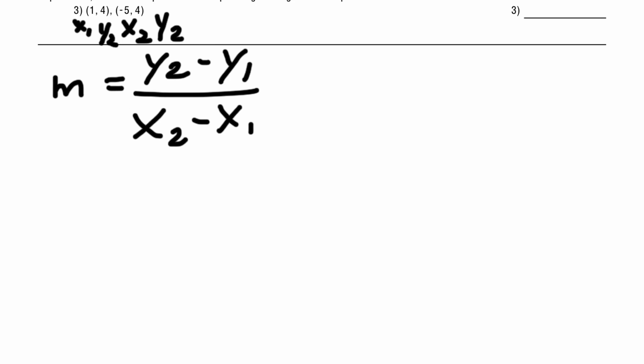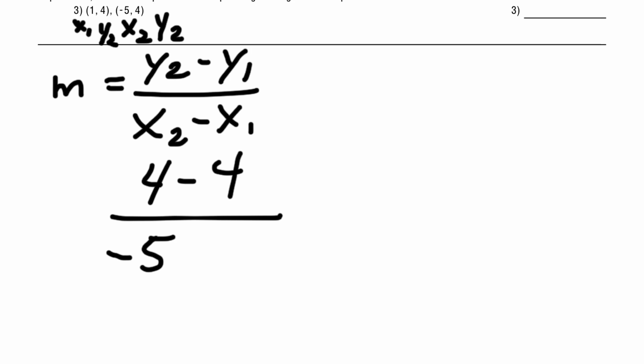So anyway, okay, we can plug these in. So y2 is 4. So put 4 in for y2. 4 is also y1, minus 4. Well, I see where this is going. And then x2 is negative 5, and x1 is 1, so it's minus 1. So this equals 0 over a negative 6. And so the slope is 0.